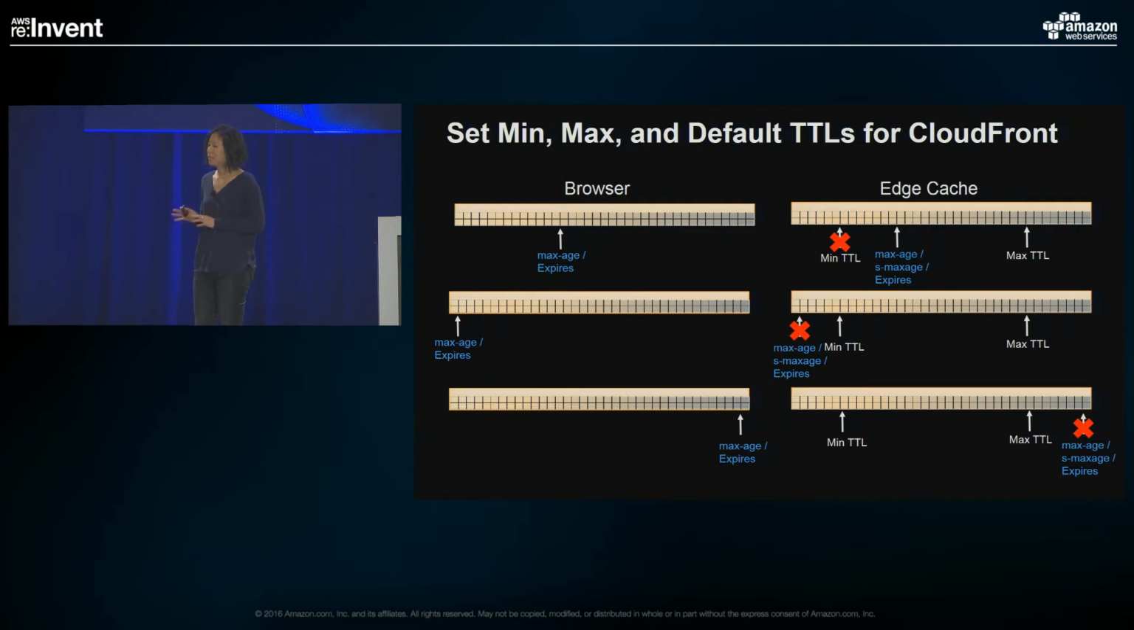If you set max-age and s-maxage or Expires in between our min and max, we'll use it. If it goes outside of the range, your cache behavior takes over. And if you don't specify max-age at all, we'll use the default TTL that you specified in your cache behavior.